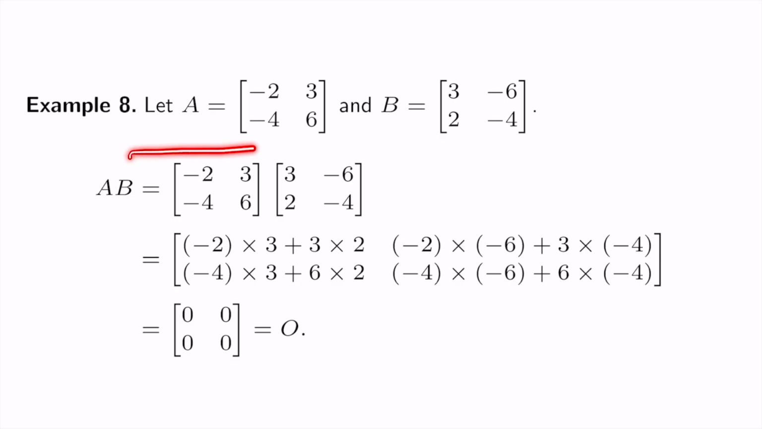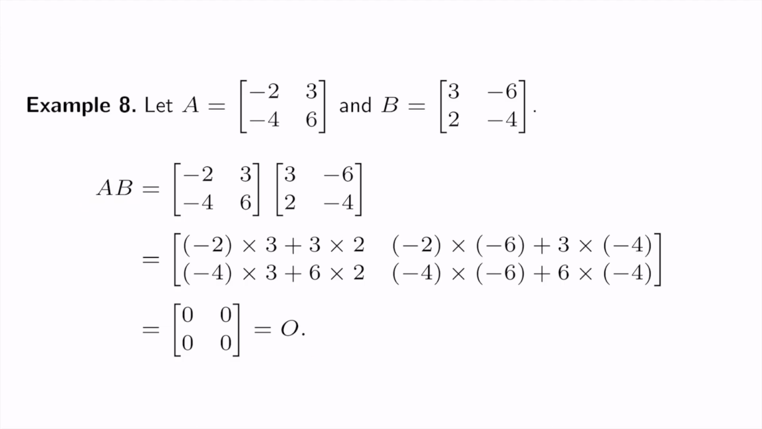But here's a non-trivial example. Let's consider these matrices A and B and take their product. If we calculate this, for example, the first row and the first column, negative 2 times 3 plus 3 times 2, that gives 0. And if you calculate all other elements, they all give zeros. So even though A and B are non-zero matrices, their product can be a zero matrix.